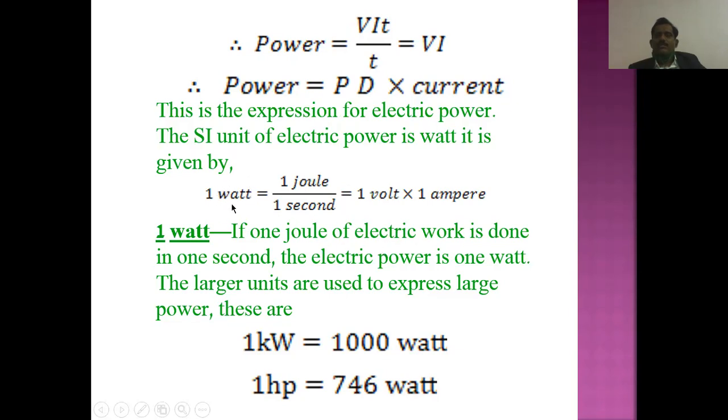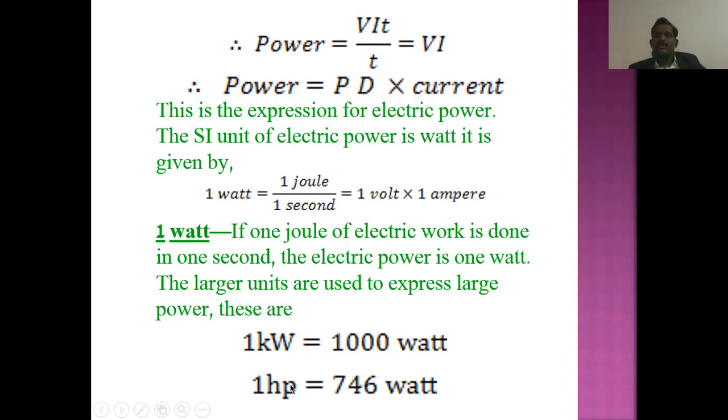Means when we bring some electrical equipment from the shop, we say that I want a 40 watt bulb, tube, etc. So this is the most important unit of power, which is called the watt. Now, what is 1 kilowatt? We know that kilo means 1000. So 1 kilowatt means 1000 watt.